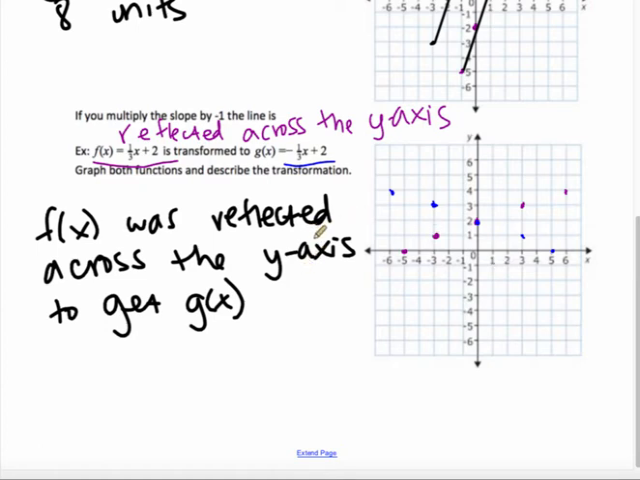Now, if the y-intercept would have changed, then we would have also said that there was a shift or that it was translated. So it could be reflected and translated. But in this case, it was just reflected. And so I can go ahead and put my lines in here. There's one line, and here's the other line. So the steepness of these two lines is the same. The steepness is the same, they just go in different directions.